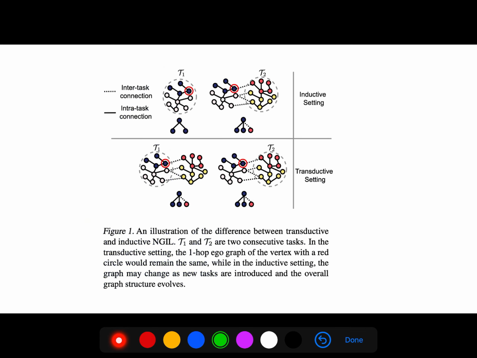So this is an illustration of the difference between transductive and inductive NGIL. Tau 1 and Tau 2 are two consecutive tasks. In the transductive setting, the one-hop ego graph of the vertex with a red circle would remain the same, while in the inductive setting, the graph may change as new tasks are introduced and the overall graph structure evolves.